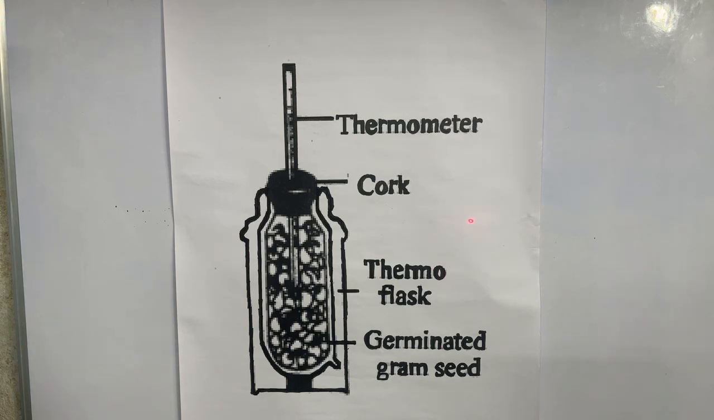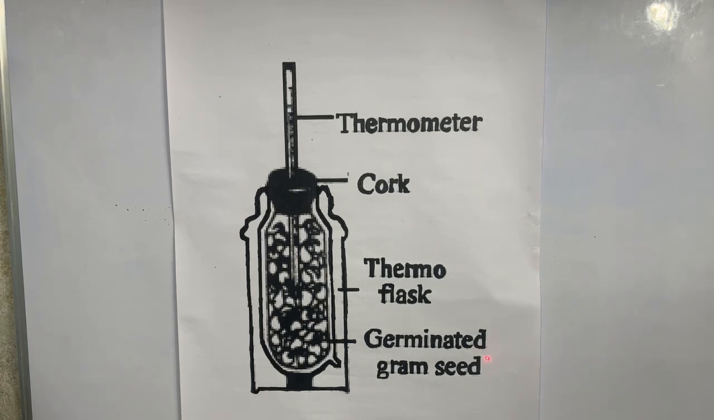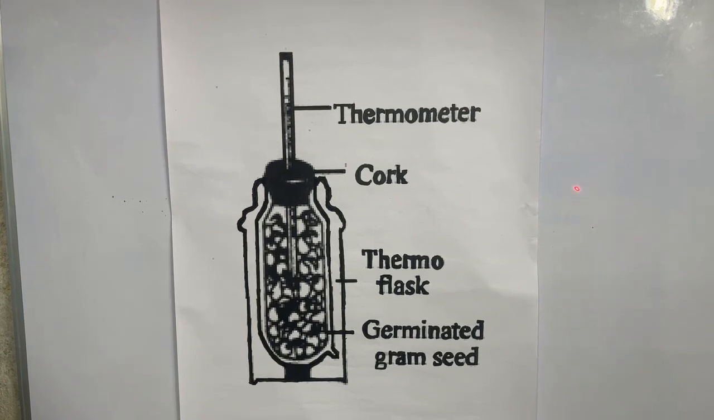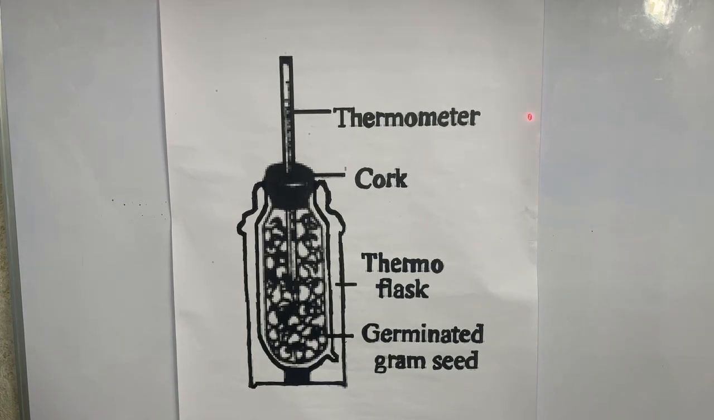I took the dry seeds, I kept them in one thermos flask and fixed the cork and arranged the thermometer. I am keeping it for 3 to 4 hours continuously. From the dry seeds, the thermometer present in the flask shows no rise in temperature. There is no change in temperature. That means dried seeds are unable to develop any sort of heat.